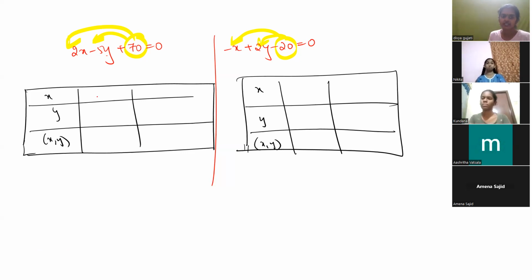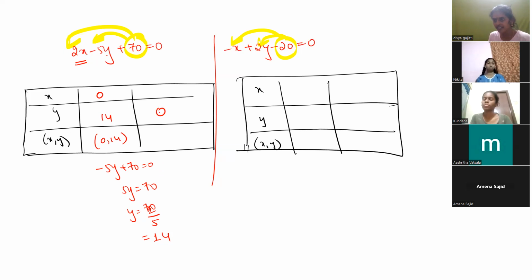Right, beta. If I take x as 0, then y would be c minus 5 plus 70, which is 0. Or I can say 5y will be equal to 70, or y will be equal to 70 divided by 5. Let me know what the answer is. 14, ma'am. Yes, 14. Perfect, beta. So 0, 14 is one value. Got it?